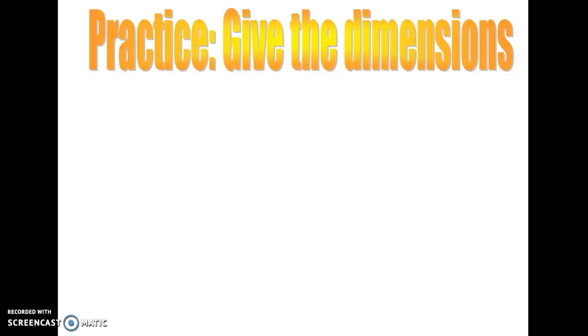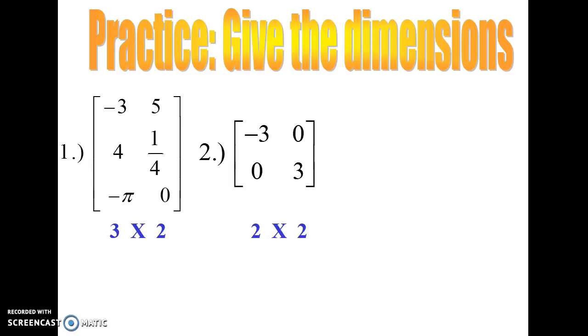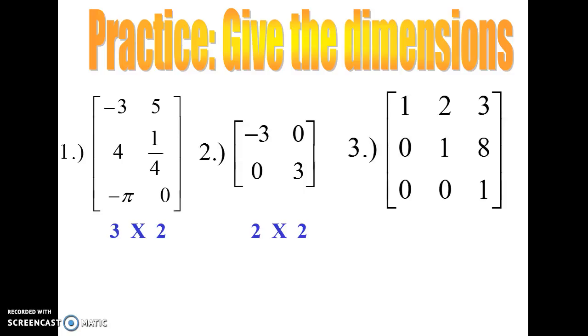Okay, let's look at number 1. There's 3 rows and 2 columns, so it's a 3 by 2. Number 2, there's 2 rows and 2 columns, so it's a 2 by 2. Number 3, you've got 3 rows and 3 columns, which would make it a 3 by 3.